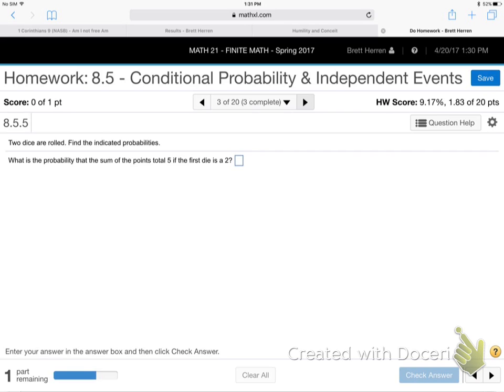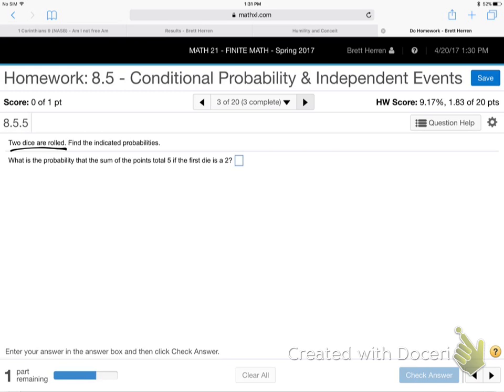So probability is all about what you know, right? If you know more information, that changes probabilities, right? So that's what we're talking about in this problem. So look what they're saying. You're going to roll 2 dice.